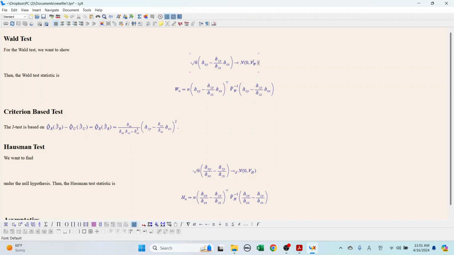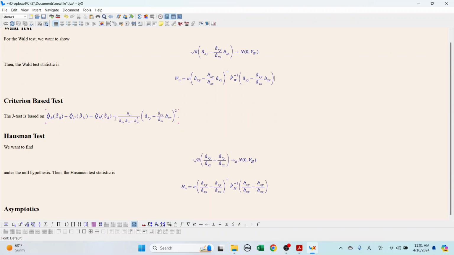And then if you find it, then you can just apply the quadratic formula, and then it will converge to chi-square 1. And the criterion-based test was based on this, but it's uncertain what kind of standardization you have to do here. But in the end, I'll show you that all the three things should be the same. So you have to match this to the other ones.